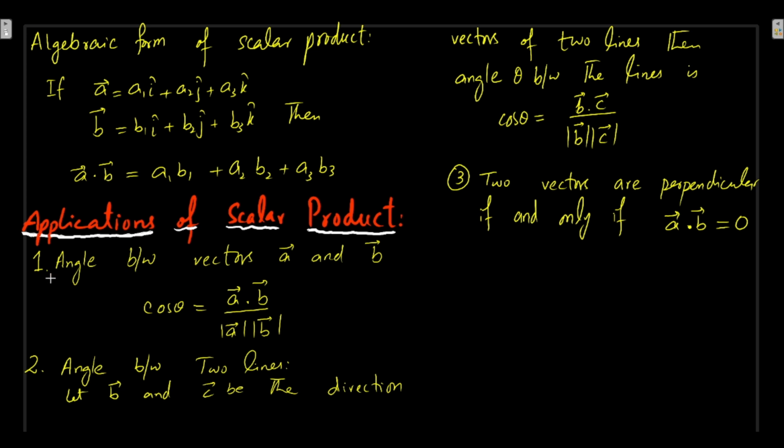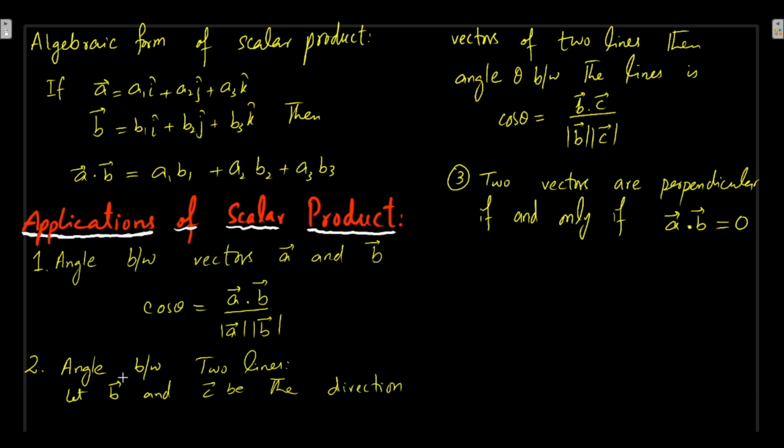Next, we will discuss some applications of scalar product. Application number 1: we can use scalar product to find the angle between the two vectors A and B. The angle between the two vectors can be calculated by using the formula cos theta equals A dot B divided by |A| times |B|.